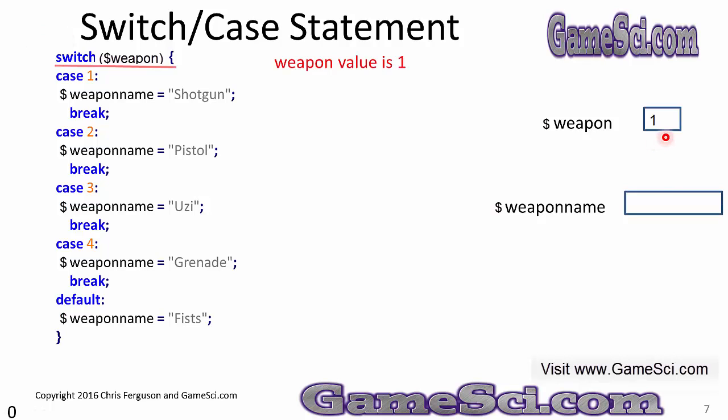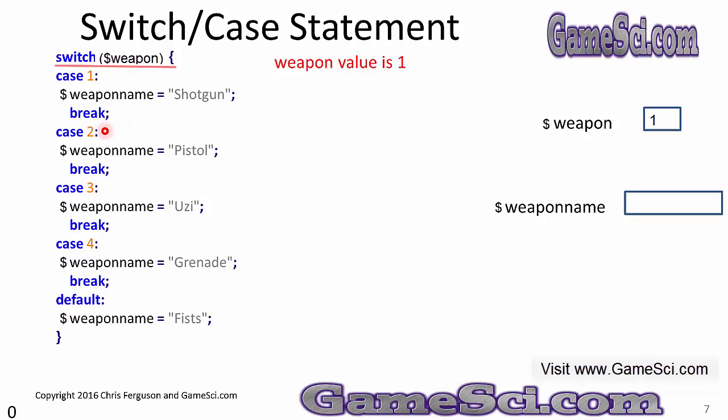Start with weapon and a value of 1. What will this code do if my weapon variable has the value of 1 in it? With the value of 1 in the weapon variable, I'm going to switch on the weapon variable. When I switch on the weapon variable, I will compare the value in weapon to one of these many different cases. And really what I'm asking is, does weapon match case 1?